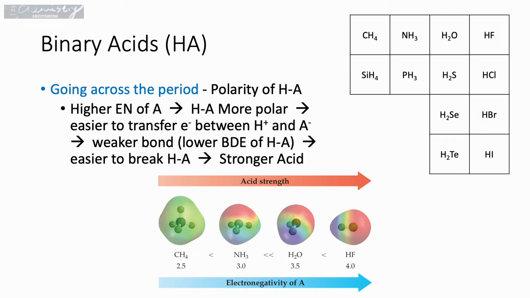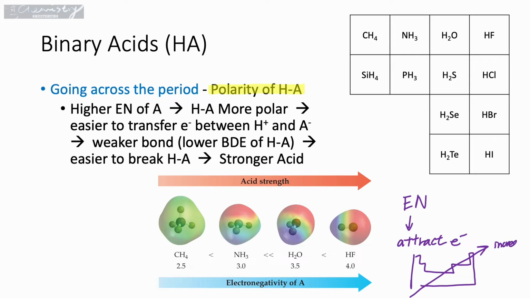So let's look at the trend. As we are going across the periodic table, we are determining the relative strength based on the polarity of H and A. So remember how bond polarity works? Polarity is associated with electronegativity, which is the tendency of something to attract electrons. If we have a stronger attraction to electrons, then we have a higher electronegativity. And in general, looking at the periodic table, electronegativity increases as we go to the upper right-hand corner.